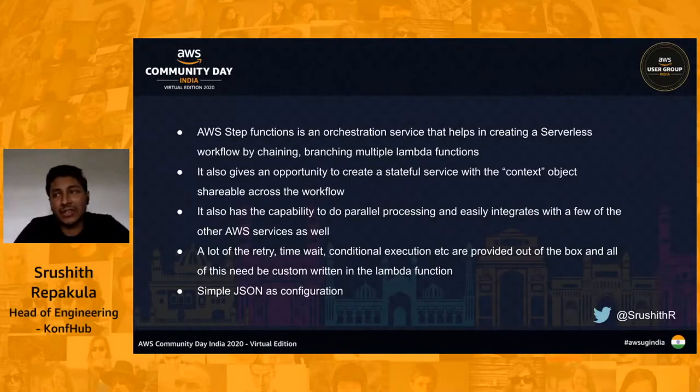I've been talking about Lambda functions alone, but Step Functions also integrates with various other AWS services that you can trigger from your step function. Instead of using a Lambda function to trigger another service, you can probably use a step function, after a successful execution of my Lambda function triggers this. So those are the sort of things that can be done with Step Functions. It's not just about Lambdas. A lot of the retry, time wait, conditional execution, etc., are provided out of the box, and we don't have to code for that. And as I said, it's a simple JSON configuration that we will be doing, nothing much.